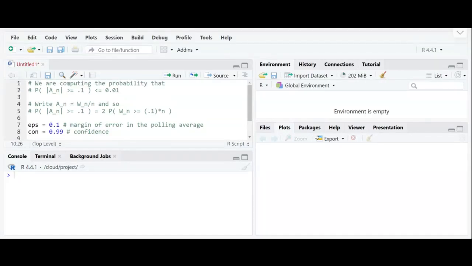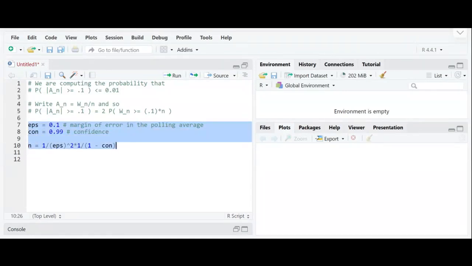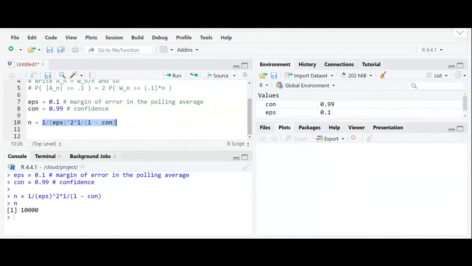So now this is just written for ourselves. That's just human language, but this is what the computer reads. So if we run this and we check the value of n, is it 10? It is 10,000. That's exactly what we get when we use Markov's inequality. This was really Markov's inequality. That's how we end up getting 10,000.